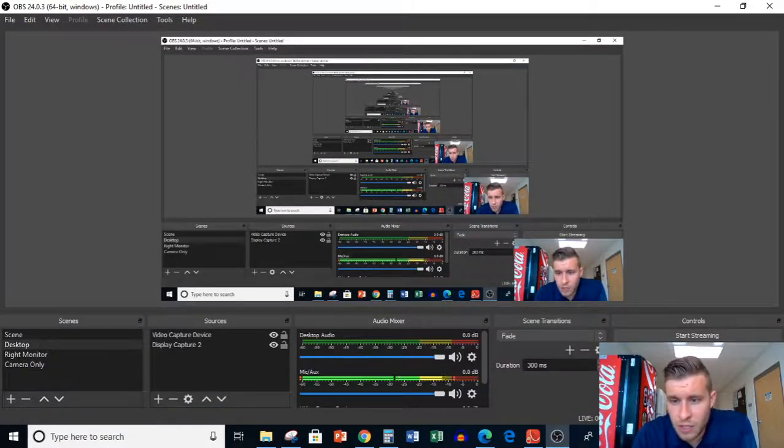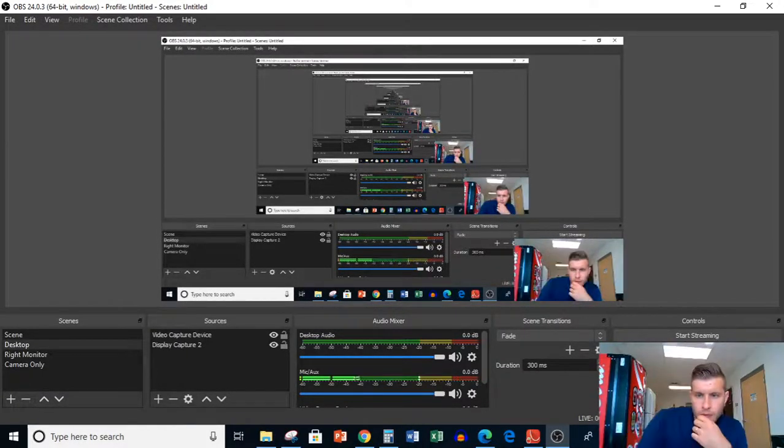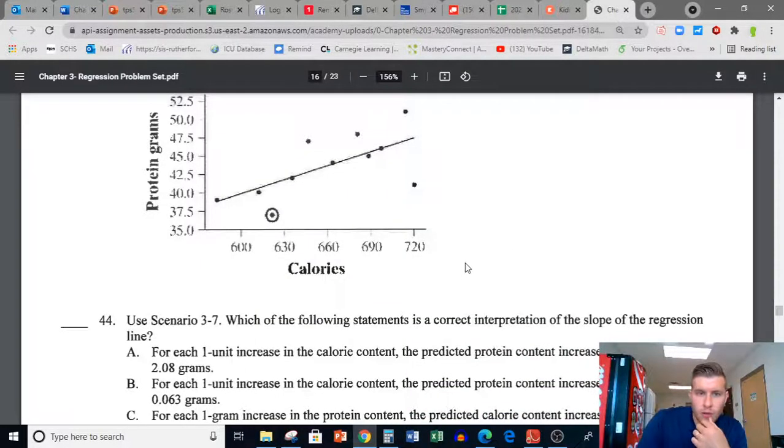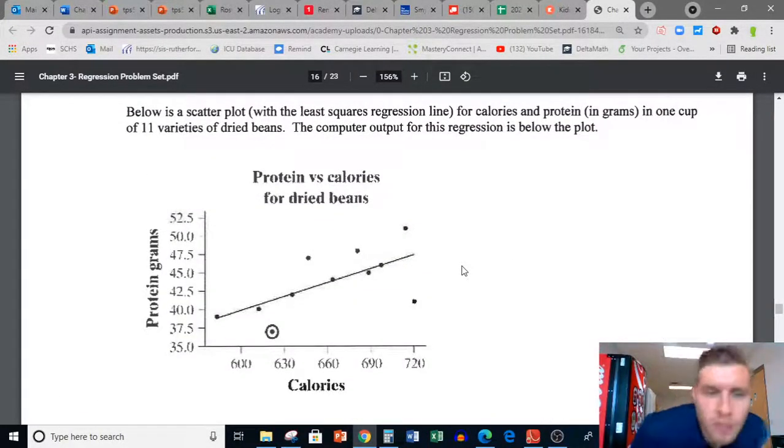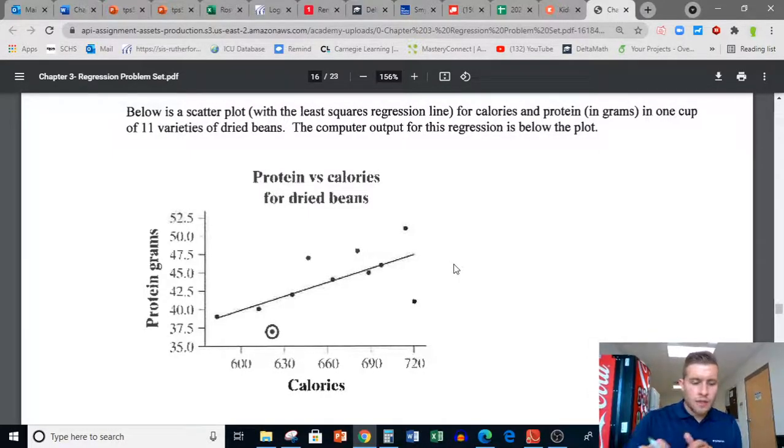All right, so there's one more question that I want to talk about. I don't think we did any predictions, interpolations, or extrapolations. Maybe I think we did a little bit, but I want to work one more question, and we'll wrap this up. So we're going to be looking at numbers 44 through 47 on the problem set, and number 47 is the one where we're doing some extrapolation, but we're going to be talking about this.